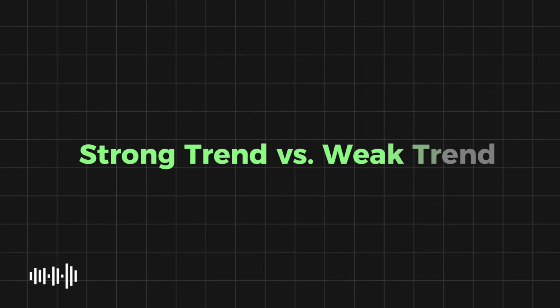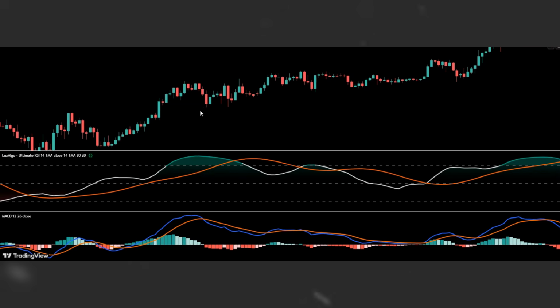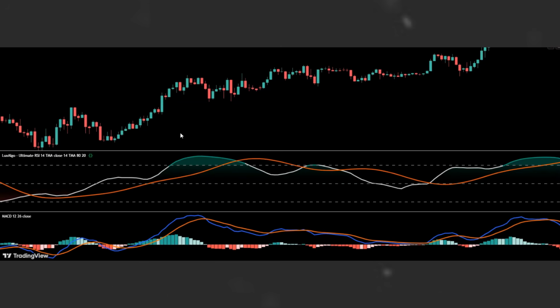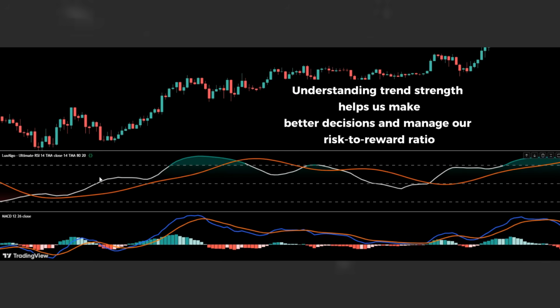Strong trend versus weak trend. Let's talk about trend strength. Not all trends are the same. Some are strong and some are weak. Using Ultimate RSI and MACD together helps us see the difference. Understanding trend strength helps us make better decisions and manage our risk-to-reward ratio.